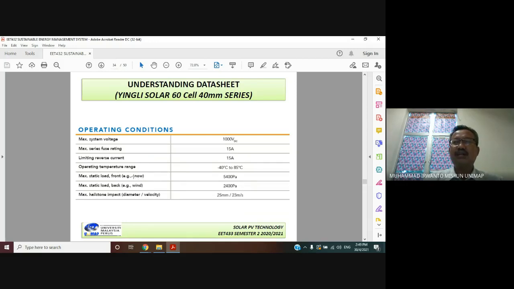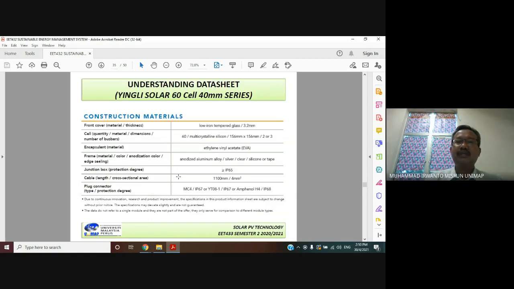Sometimes the data sheet also gives information for the operating condition. For example, the operating condition for the Yingli solar module is minus 40 degrees Celsius to 85 degrees Celsius. This operating condition is related to the electrical condition and also the weather condition. Okay, it is information of the data sheet for the construction material.